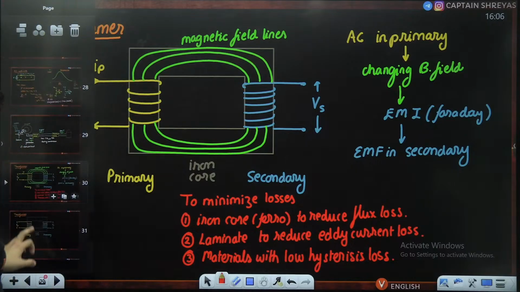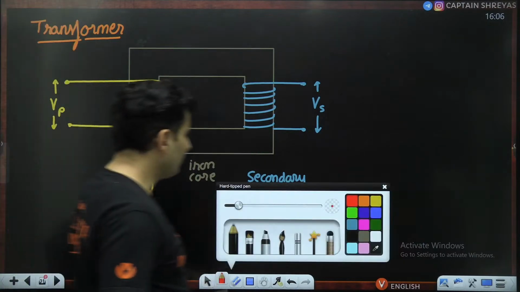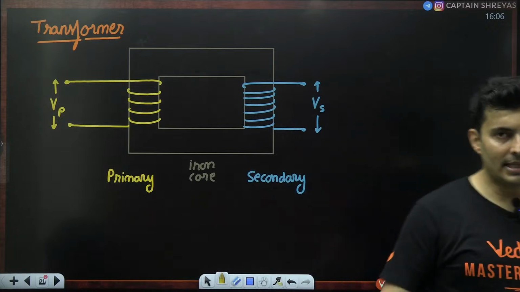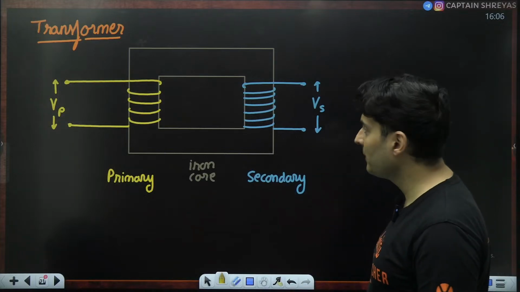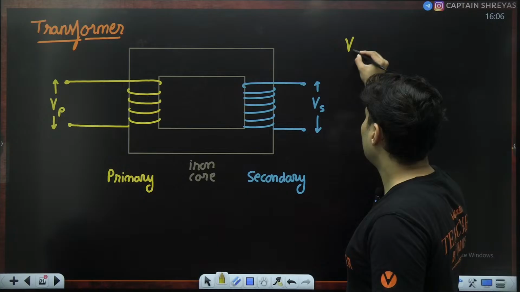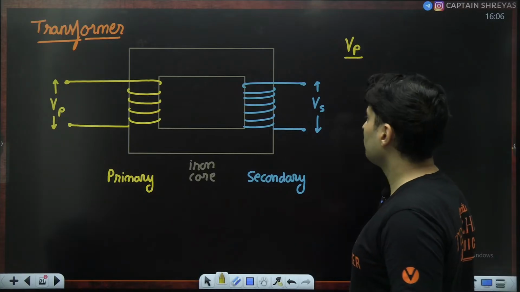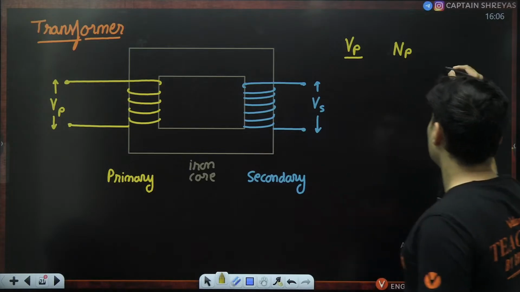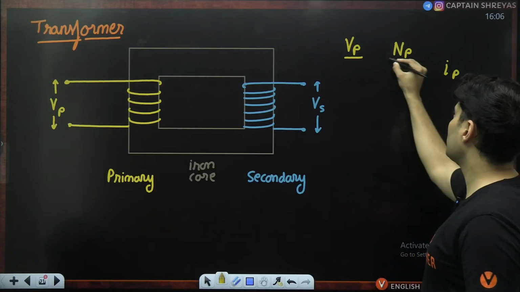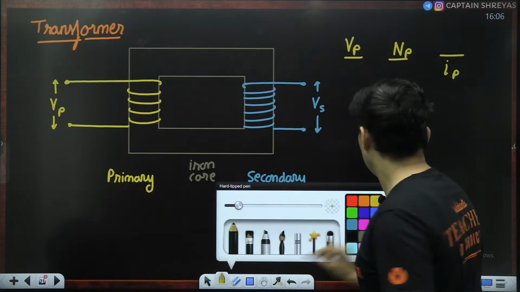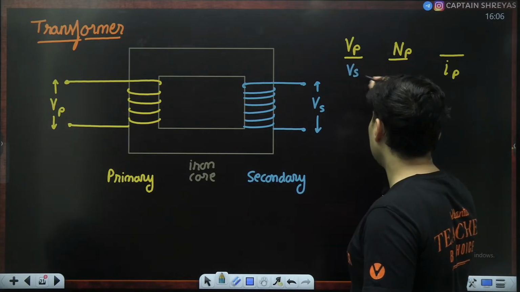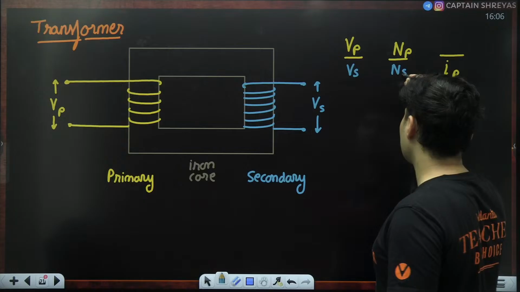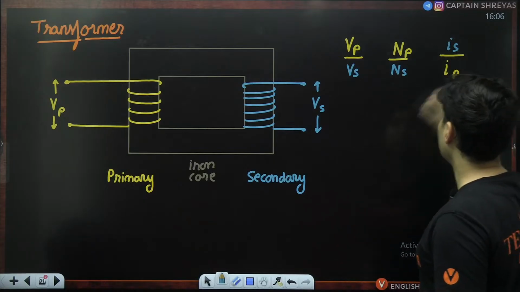Awesome. Now, the formula which comes for this is as follows. Observe this very carefully. It goes like this. Voltage in the primary, number of turns in the primary, current in the primary. This is how it goes. Here, voltage in the secondary, number of turns in the secondary, current in the secondary.